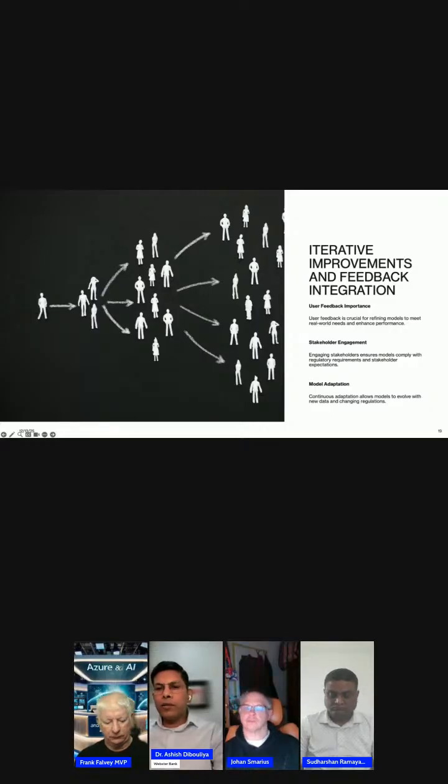Stakeholder engagement is equally important. Model changes are reviewed with the risk management, compliance, and validation teams to ensure alignment with SR 11-7, fair lending requirements, and internal governance standards before promoting the model to production.